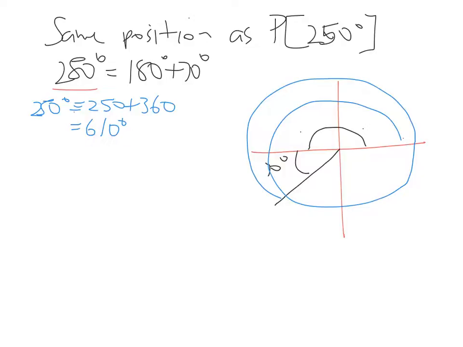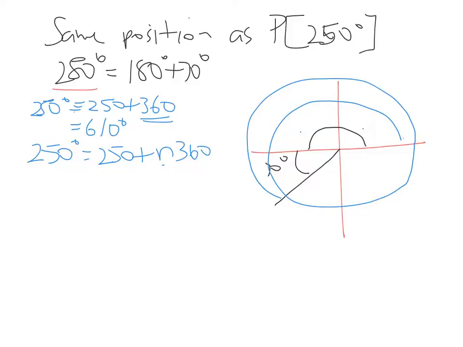Now, there's something else we can apply. So if we want to go around a circle twice or 3 times, we just multiply that by 360. So we can basically say that 250 is equal to 250 plus n times 360, where n is the amount of times we go around the circle.